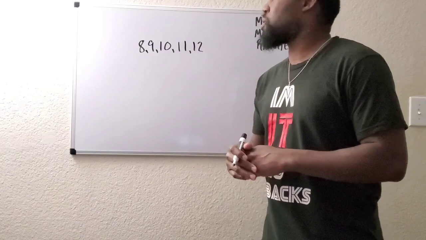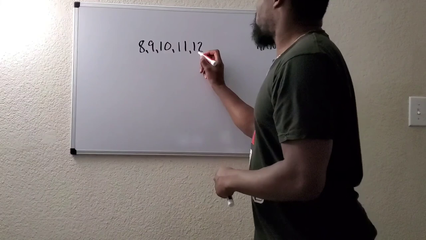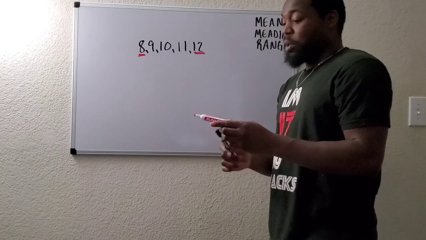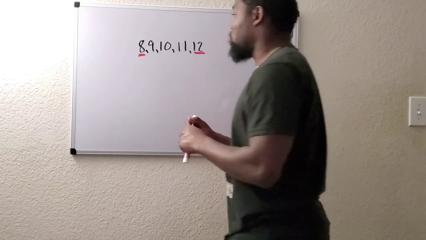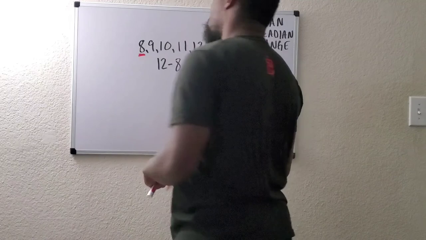So, basically, to solve for range, all you have to do is take your greatest number here, which is 12 in this case. Grab a different marker. 12, hopefully this red shows up. Oh, that's bright. Take this 12 here and this 8 here and subtract them. So to find range, we take our greatest value and our lowest value and subtract. So our range is 4. 12 minus 8 is 4.